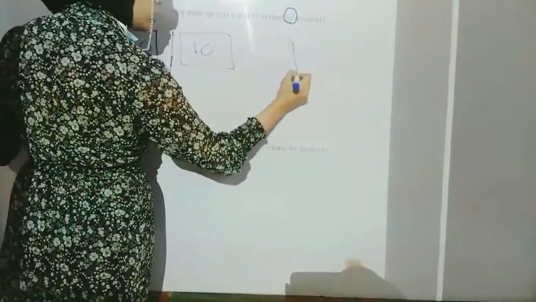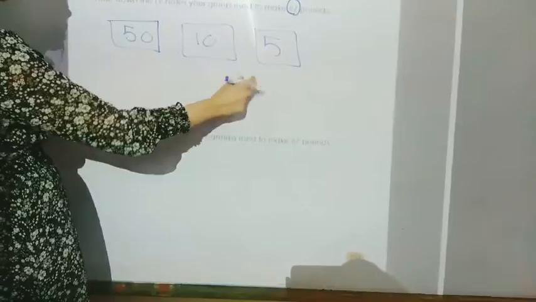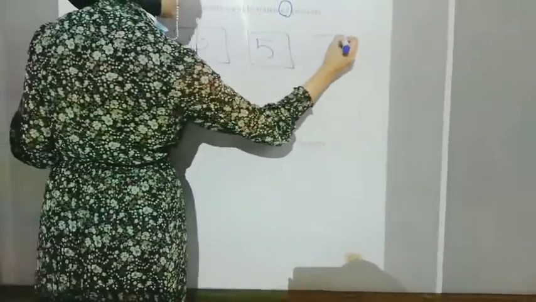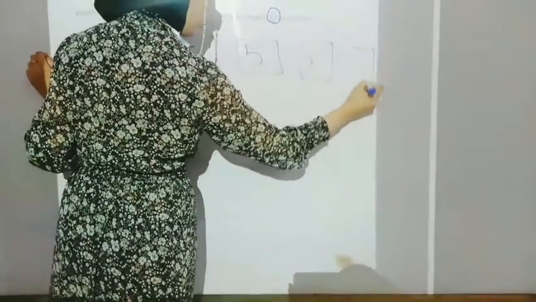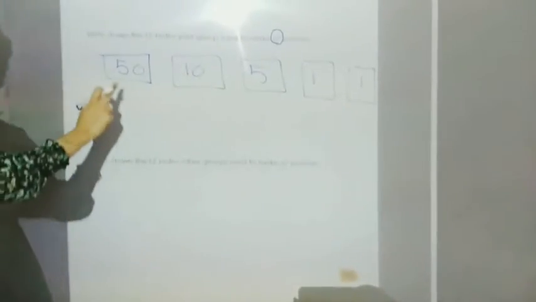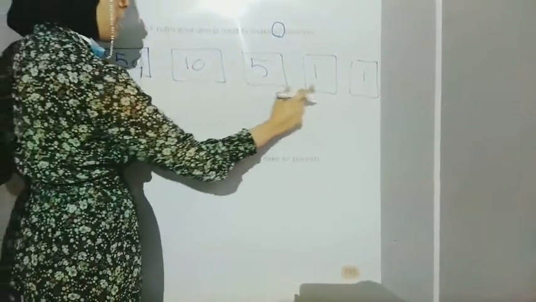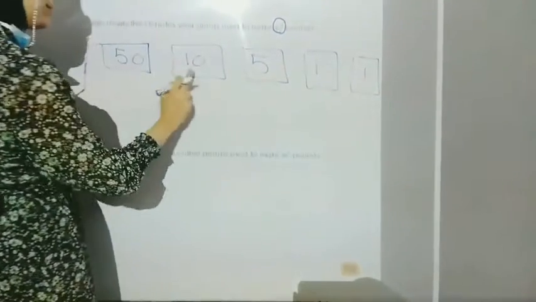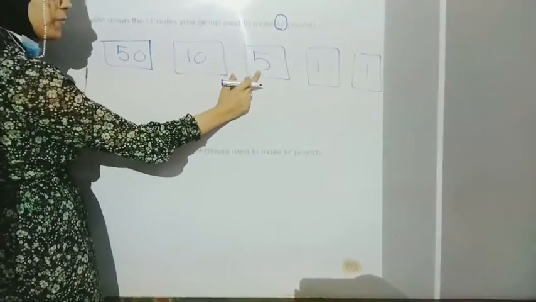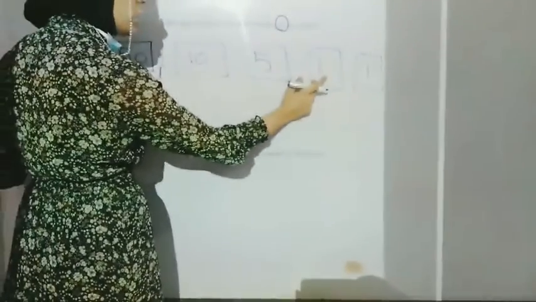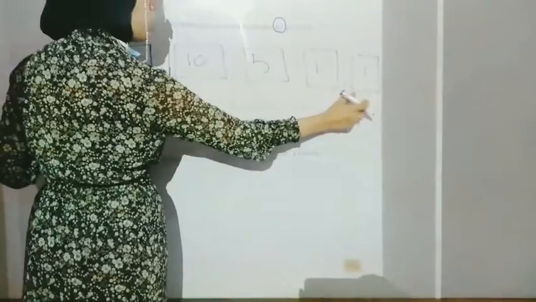So I write first 5. Then they are 65. I want 2 more, so I write 1, then 1. Here it will be 50 plus 10 plus 5 plus 1 plus 1. 50 plus 10 equals 60, plus 5 equals 65, plus 1 equals 66. Then plus 1 equals 67. So it shows 67 pounds.